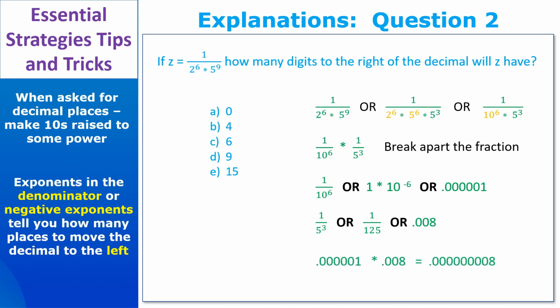Now all you do is multiply. Now here's a tip. When you multiply decimals, you can usually just count the number of decimal places in each number and add them together. So in this case, we'll end up with a total of 9 decimal places. So 9 is our answer. Good job.